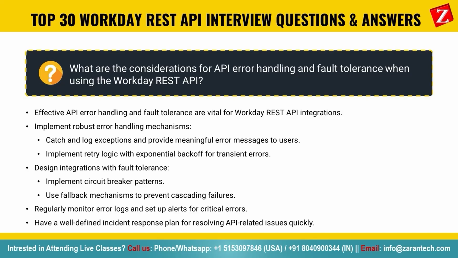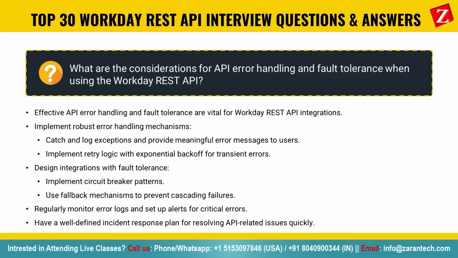Additionally, using fallback mechanisms can help mitigate the impact of failures. These mechanisms provide alternative methods or data sources when the primary API endpoint is unavailable. For example, if a request to retrieve financial data fails, a fallback mechanism might retrieve cached data or provide a default value to ensure that critical processes can continue without disruption.